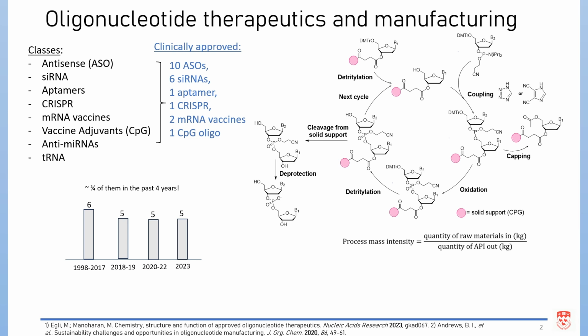A recent study estimated the PMI to be approximately 4,300 for oligonucleotides, of which 43% is organic solvents. This represents a huge amount of waste generated during oligonucleotide production, and in this work, we aim to address some of the environmental challenges of oligonucleotide synthesis, particularly the large solvent consumption, by synthesizing short oligonucleotide fragments using resonant acoustic mixing, or RAM.